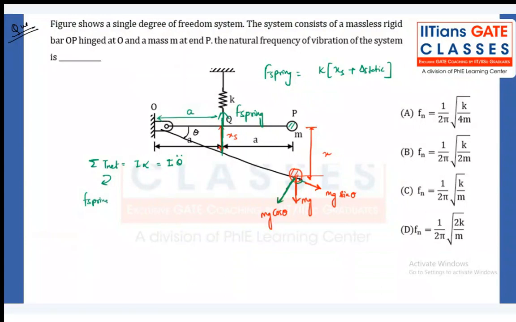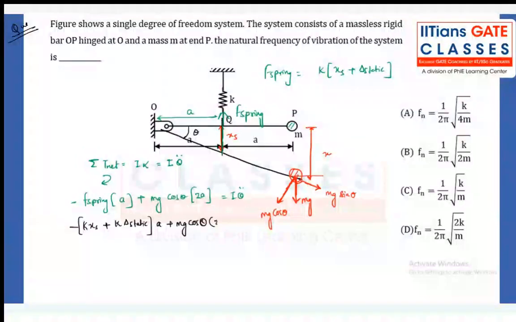So what we can write: spring force into a, minus. What about mg cos theta? mg cos theta will be acting in the same direction as the motion. So we write plus mg cos theta into 2a, that is equal to I theta double dot. Now it's very clear. What is the spring force? Minus k into x, minus k into delta static, into a, plus mg cos theta into 2a, is equal to I theta double dot.